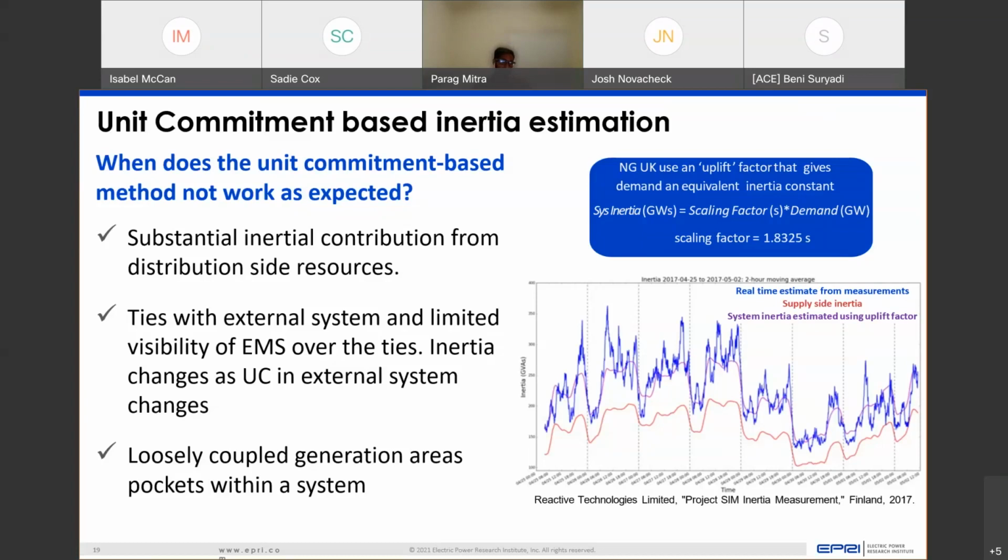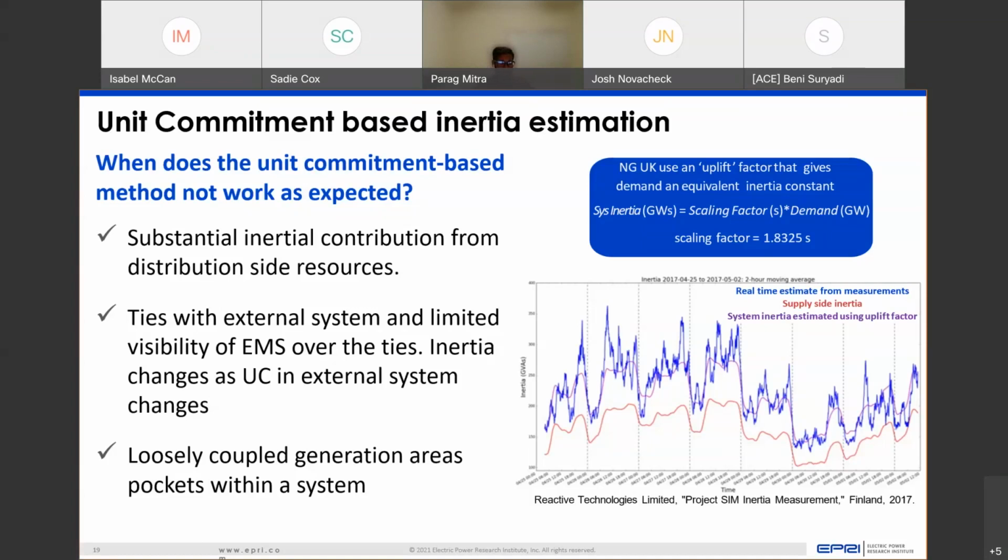The next instance when this method might not work as expected is if you have a lot of ties with the external system and you do not have visibility of the unit commitment over those ties in your EMS. So you are a system which is strongly connected with your neighboring system, but your EMS only has information about the generators in your system. If you use this method, you won't be able to account for the inertial contribution that you might get from your neighboring system. So that's one place where it fails.